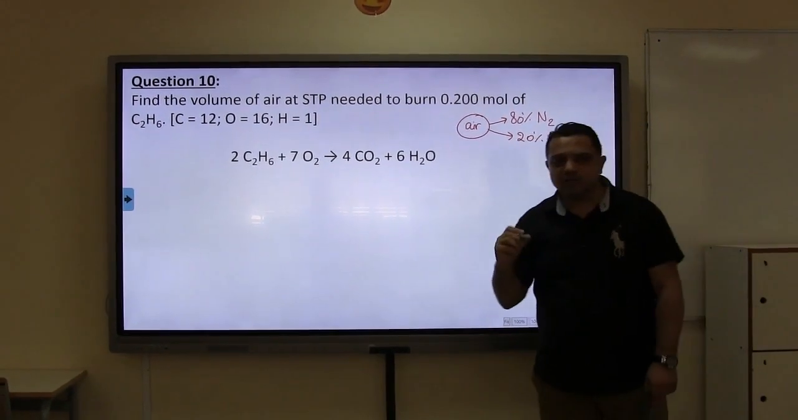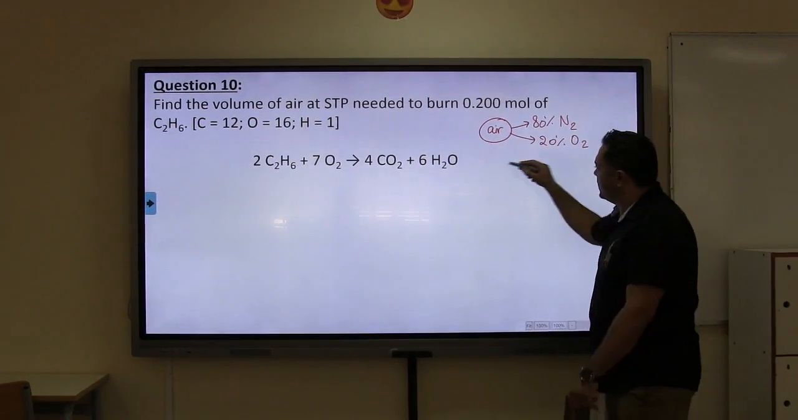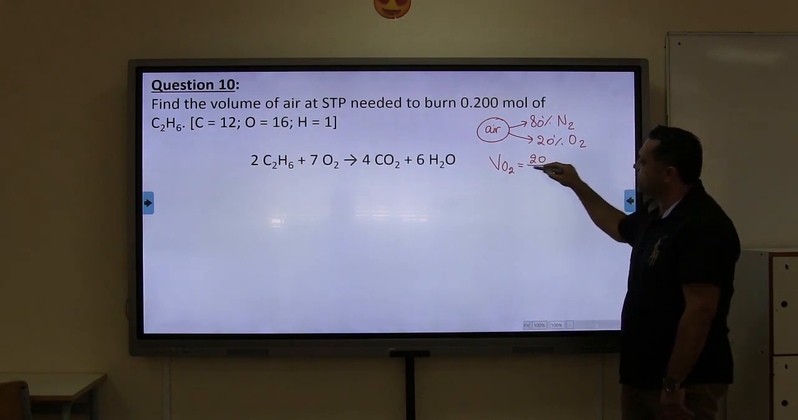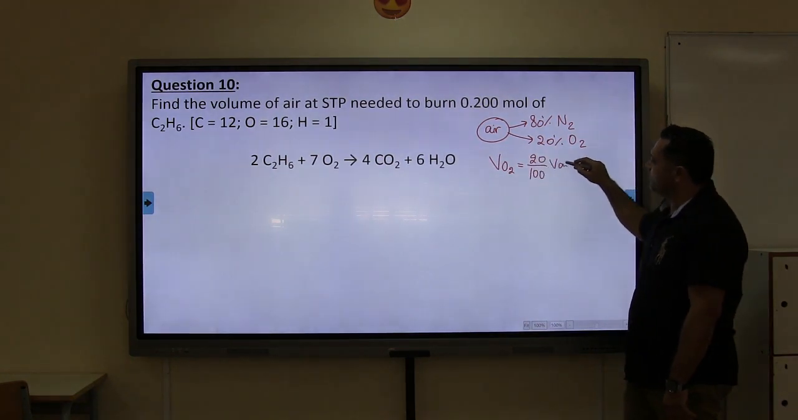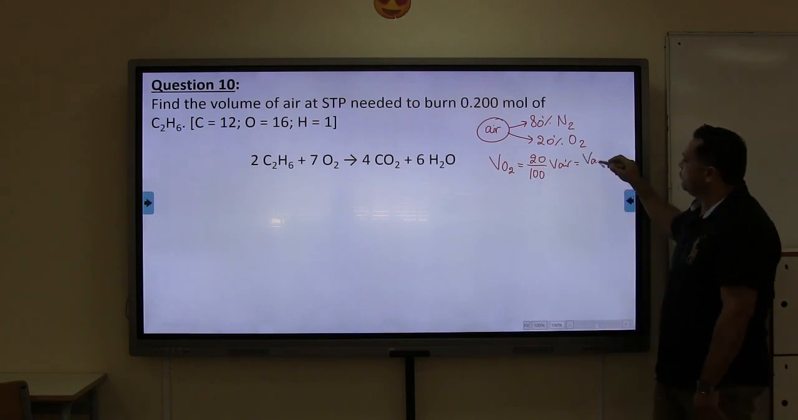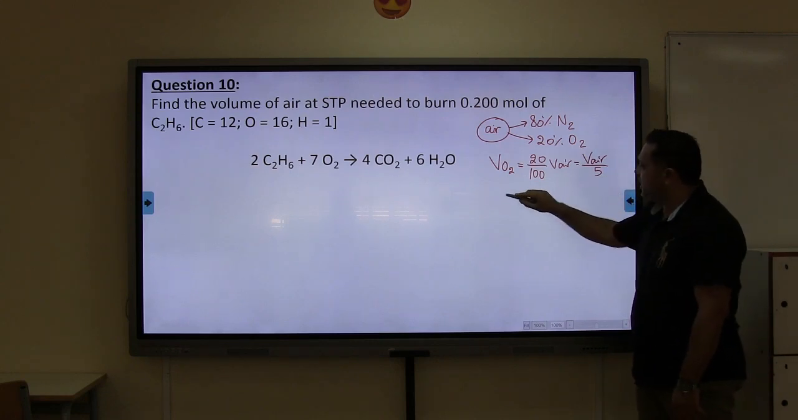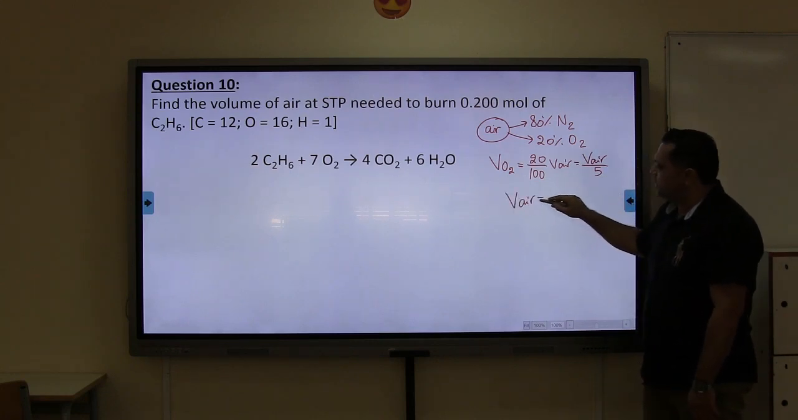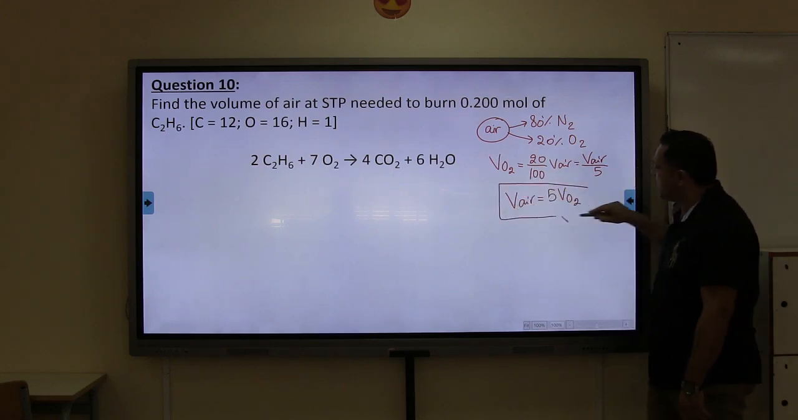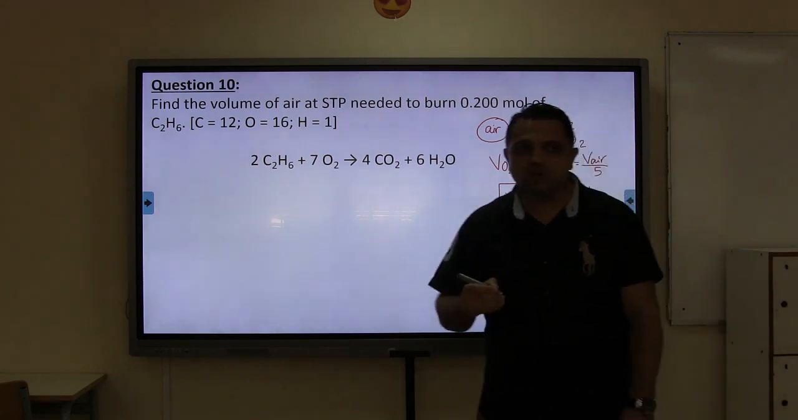So if I want to find the relation between oxygen and the air, we can say that volume of oxygen is 20 over 100 times volume of the air. If I divide by 20 here, it will be volume of the air divided by 5. So in this case, I can say that volume of the air is equal to 5 times the volume of the oxygen.